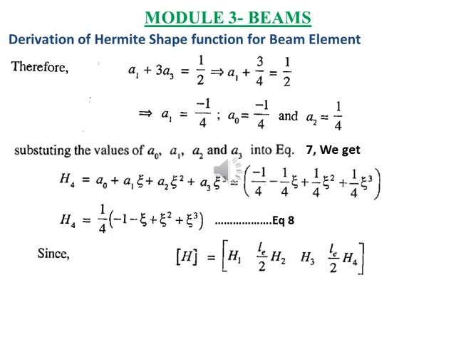So h4 is equal to, taking 1 by 4 term common outside, minus 1 minus zeta plus zeta square plus zeta cube.